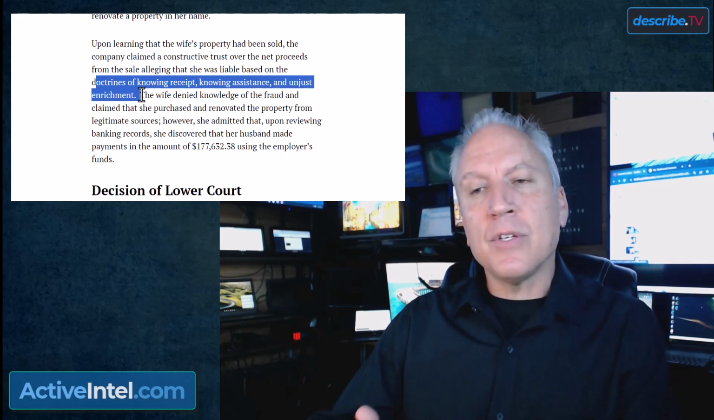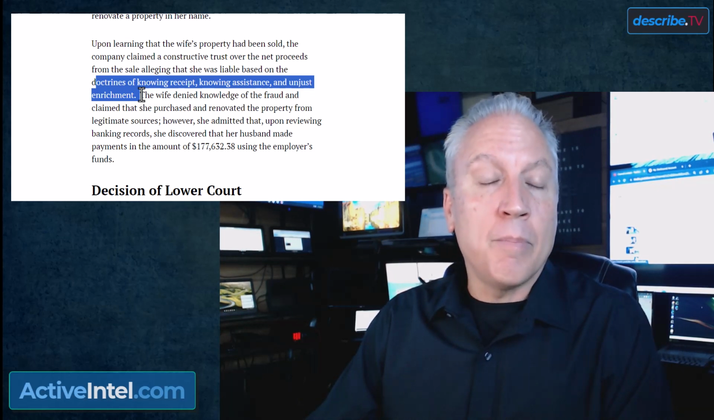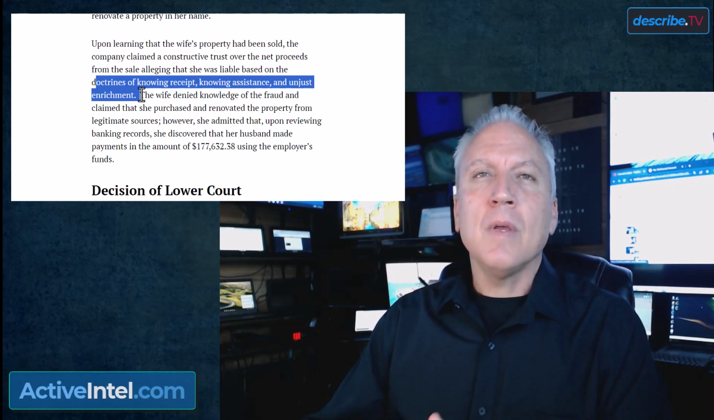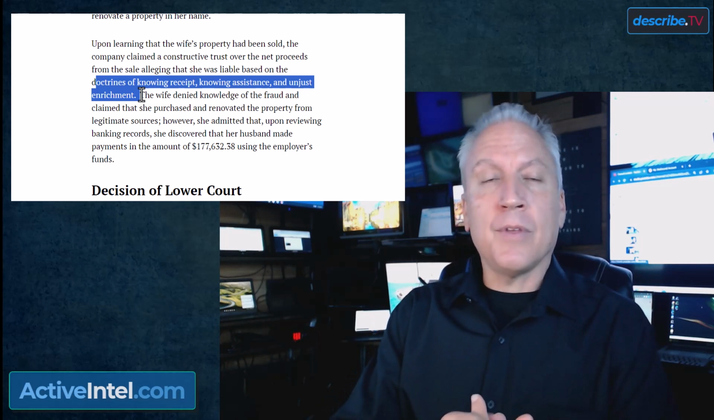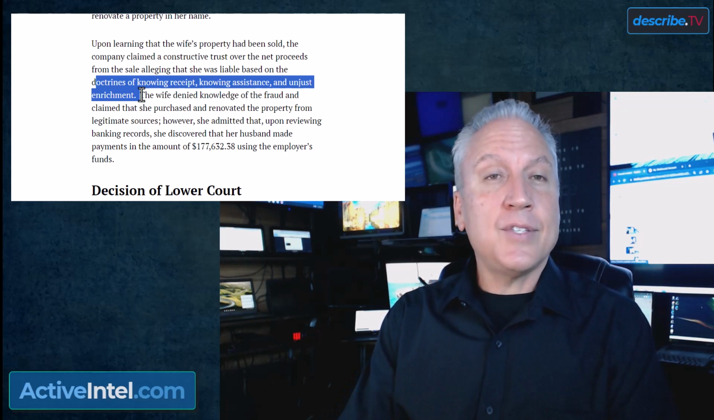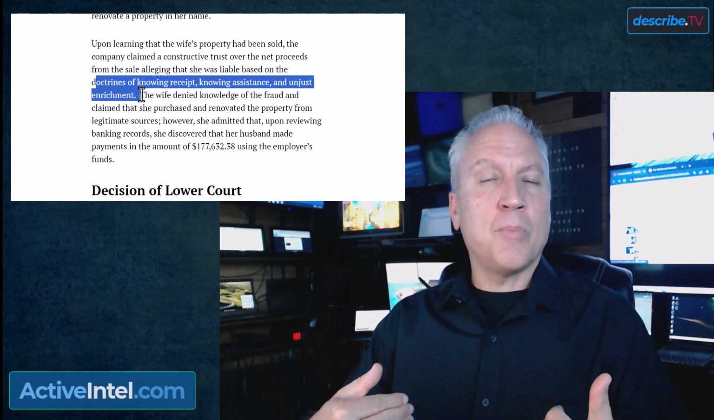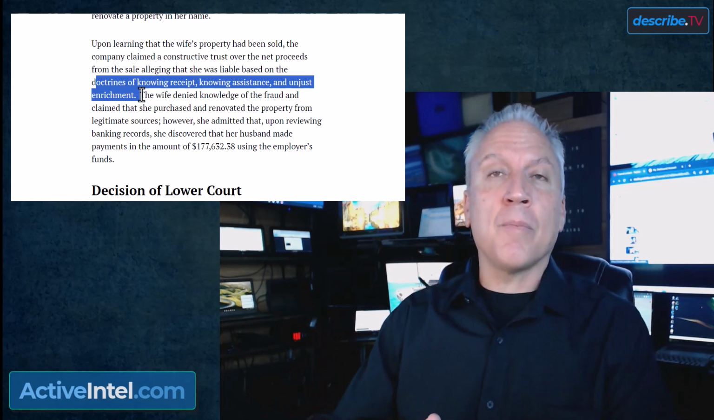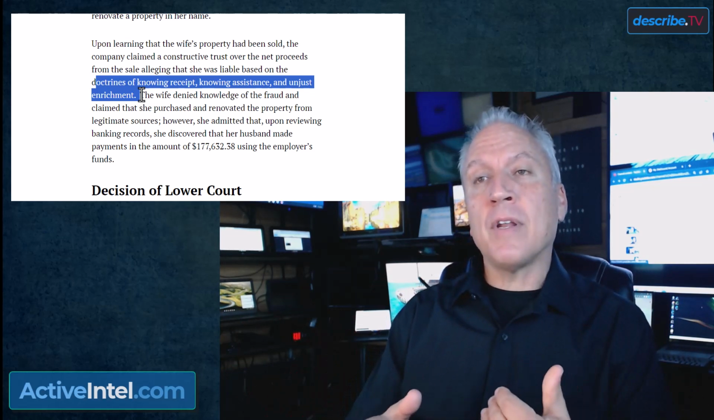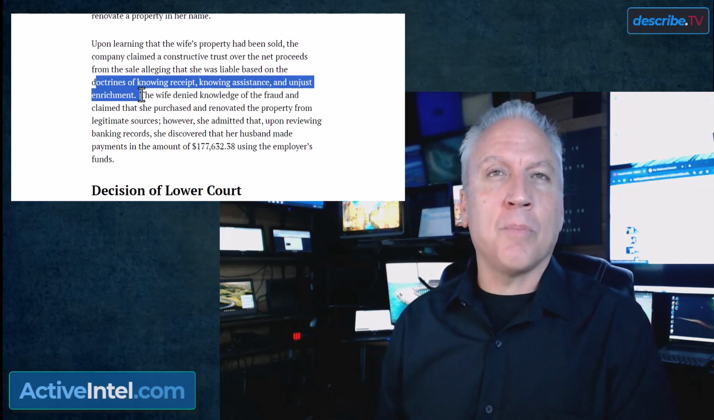So what that means is they're claiming that this spouse of the embezzler, the employee, knew that she was receiving funds from this fraud, assisted in hiding the assets by letting the husband put it in her name, and unjust enrichment, meaning that she benefited from this unjustly. She benefited from it because she was not entitled to that money. That was the company's money.